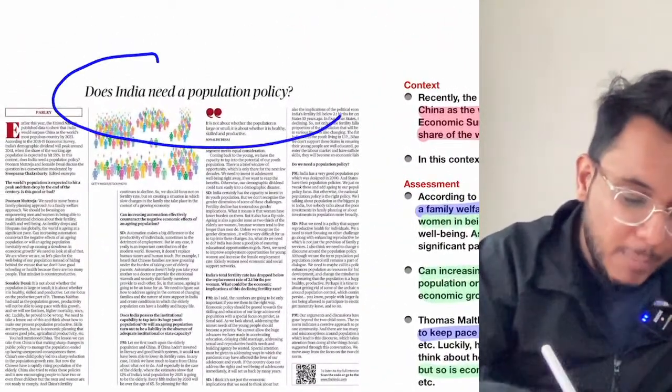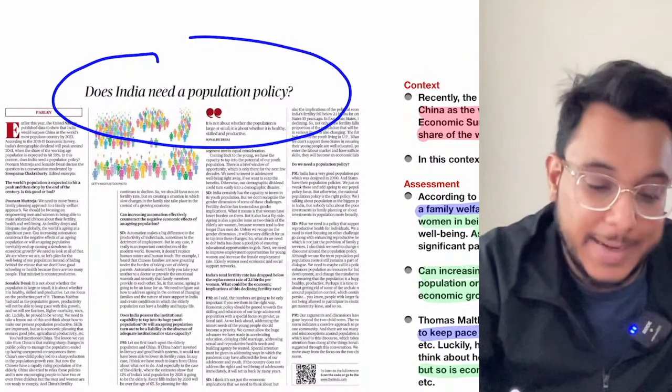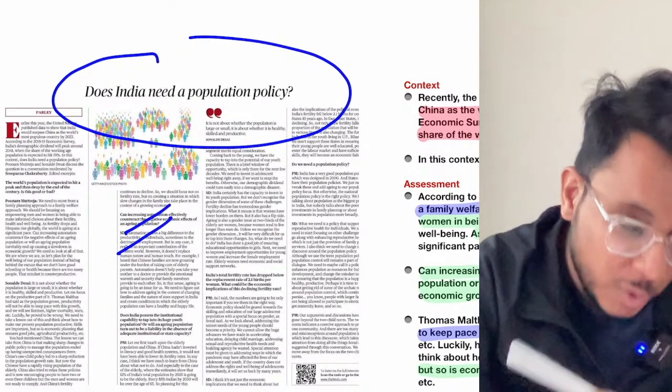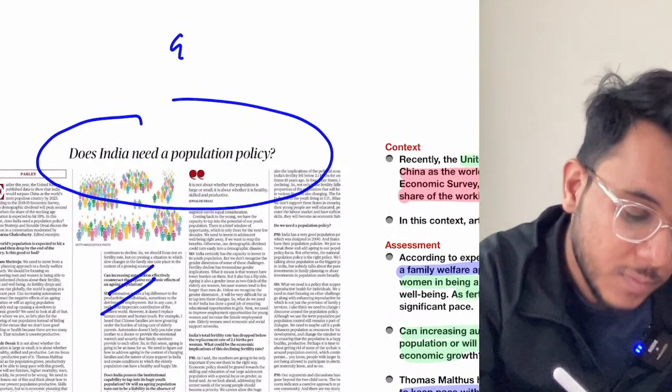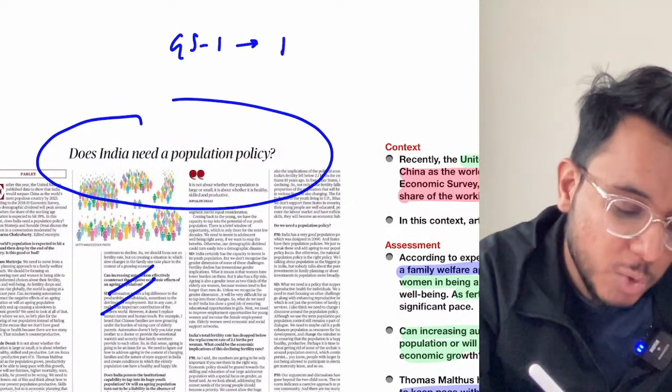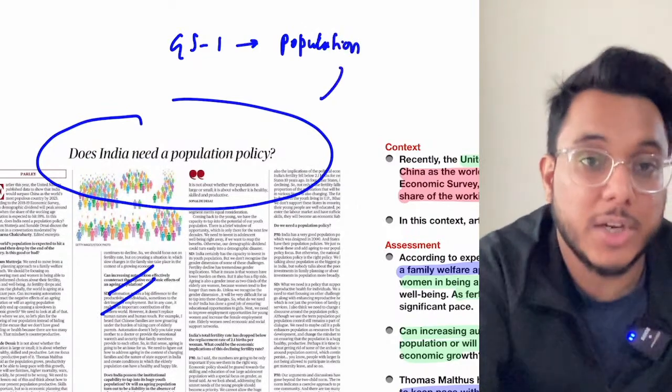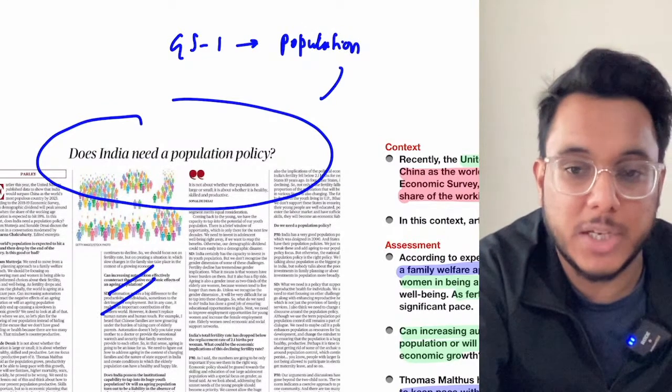Does India need a population policy? Okay, so this article, guys, we'll see with respect to GS paper number 1, issues related to population and related issues. It is directly mentioned in your syllabus.